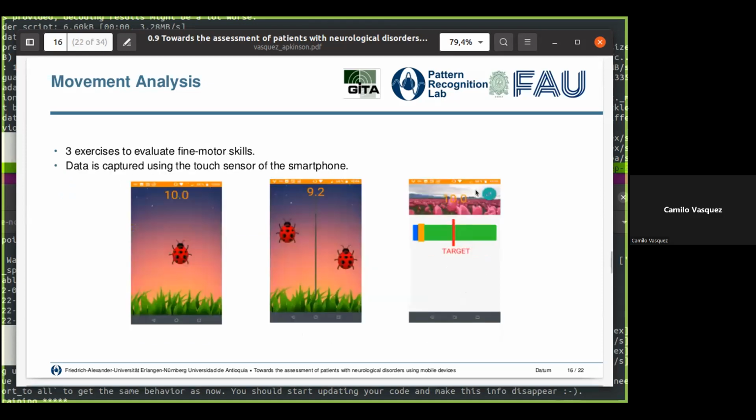And finally, we include 3 exercises to evaluate fine motor skills based on finger tapping. 2 of them are based on touching the ladybug with the thumbs as fast as possible. And the third one aims to move a sliding bar to the target position as fast as possible. These data are captured using the touch sensor of the smartphone.